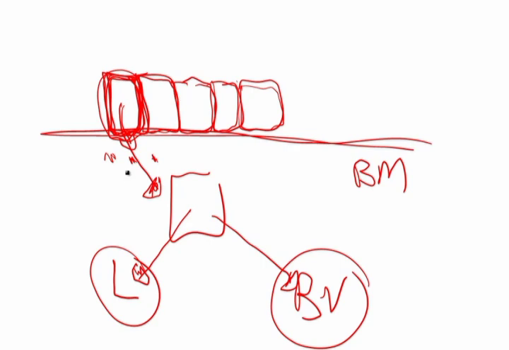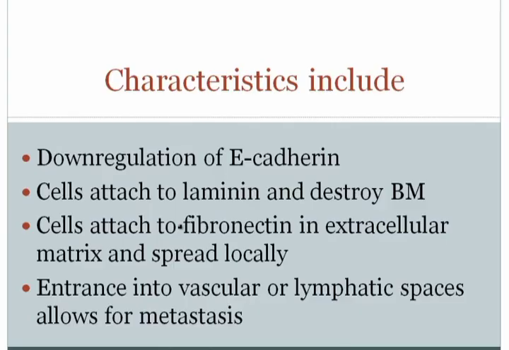Step number 1, downregulation of E-cadherin. Step number 2, the cells then attach to laminin. Step number 3, they destroy the basement membrane using collagenase type 4. Step number 4, they attach to fibronectin in the extracellular matrix and begin to spread locally. And then step number 5 would be to enter into the vascular or lymphatic space. And if we go back to the slide, each of these steps is listed here in sequence, and you can review this within your text as well.